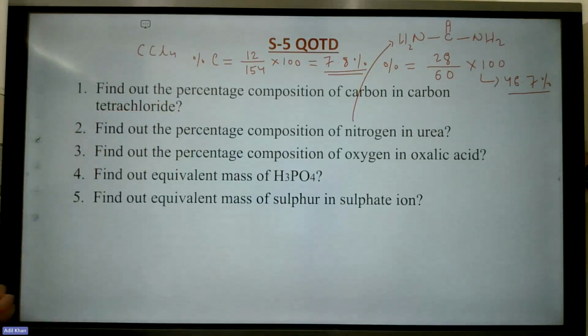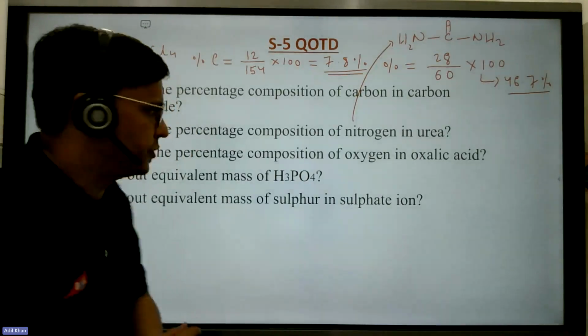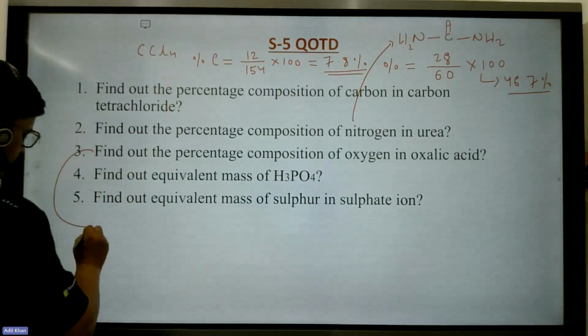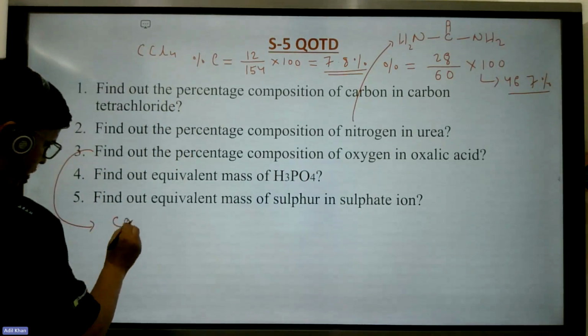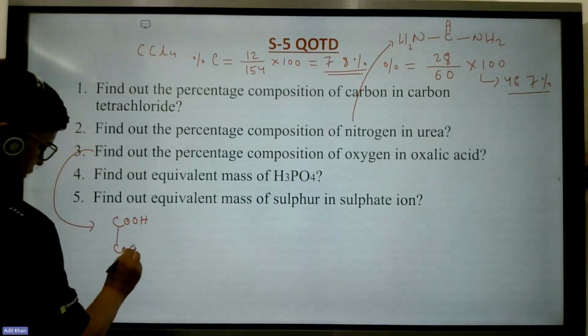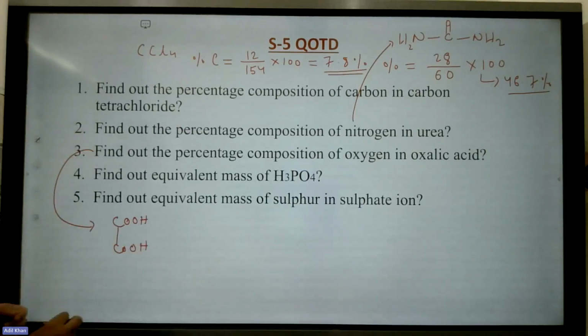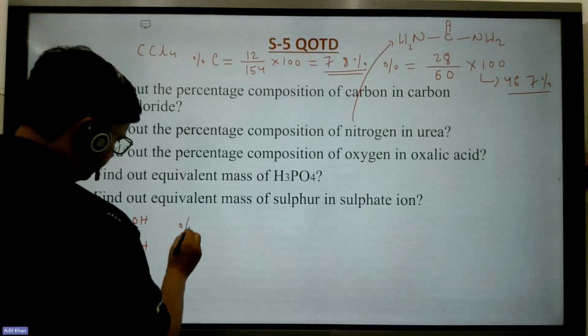Next one is find out the percentage composition in oxalic acid. Oxalic acid presence is seen in tomatoes, just for your knowledge. So oxalic acid is a diacid, organic acid basically. Why is it a diacid? Because there are two COOH groups. So this is your oxalic acid. It is telling you to find out the percentage composition of oxygen here.